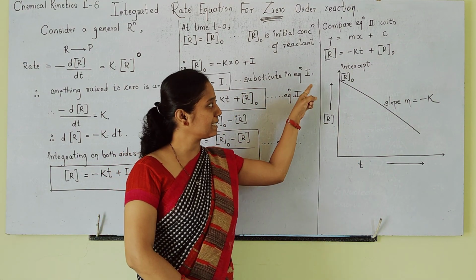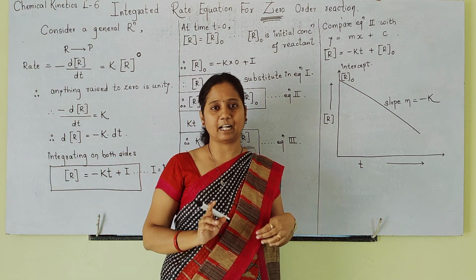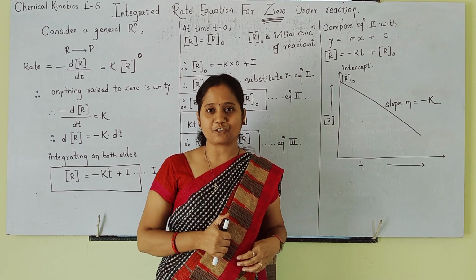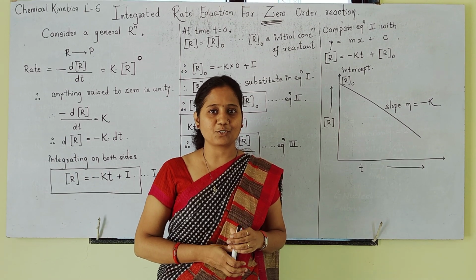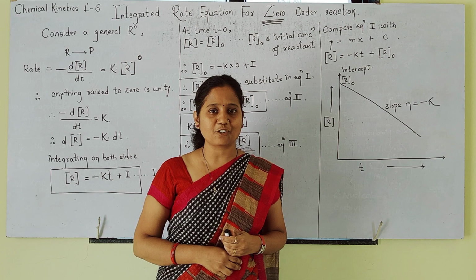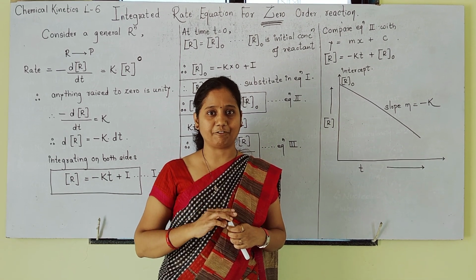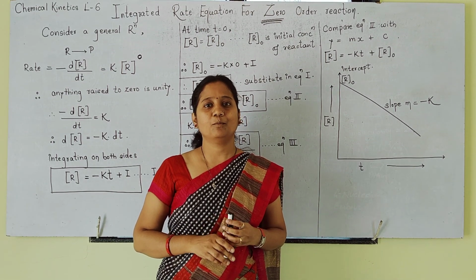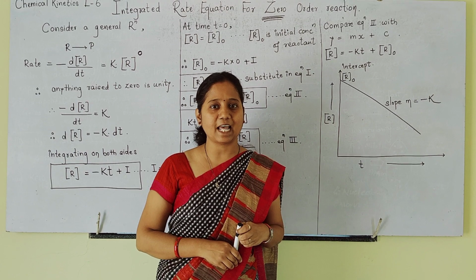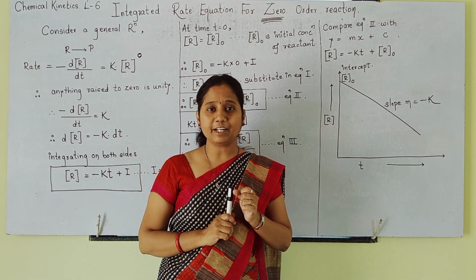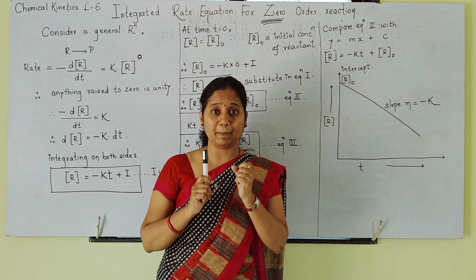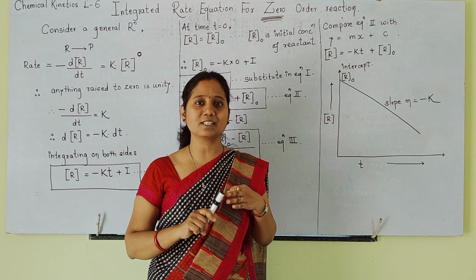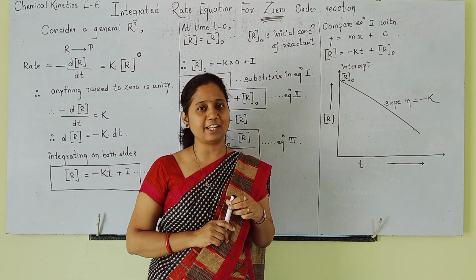Okay, so very easily you can plot the graph. This was the integrated rate equation for zero order reaction. I hope you remember zero order reaction, students. What are zero order reactions? Reactions whose rate is independent of molar concentration of reactants are called zero order reactions. All reactions which are carried out on the metal surface, photochemical reactions, enzyme catalyzed reactions are always zero order reactions.